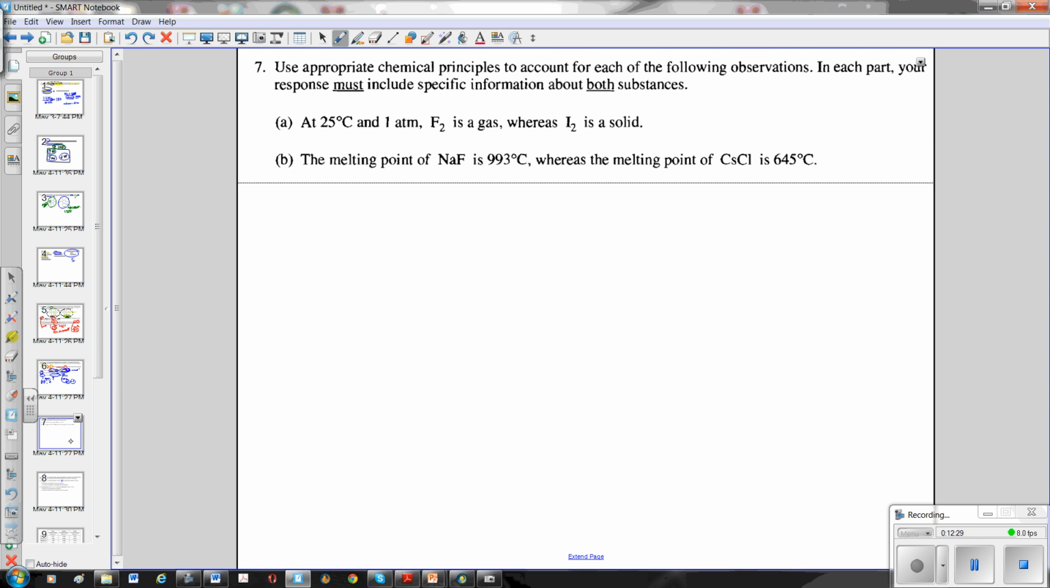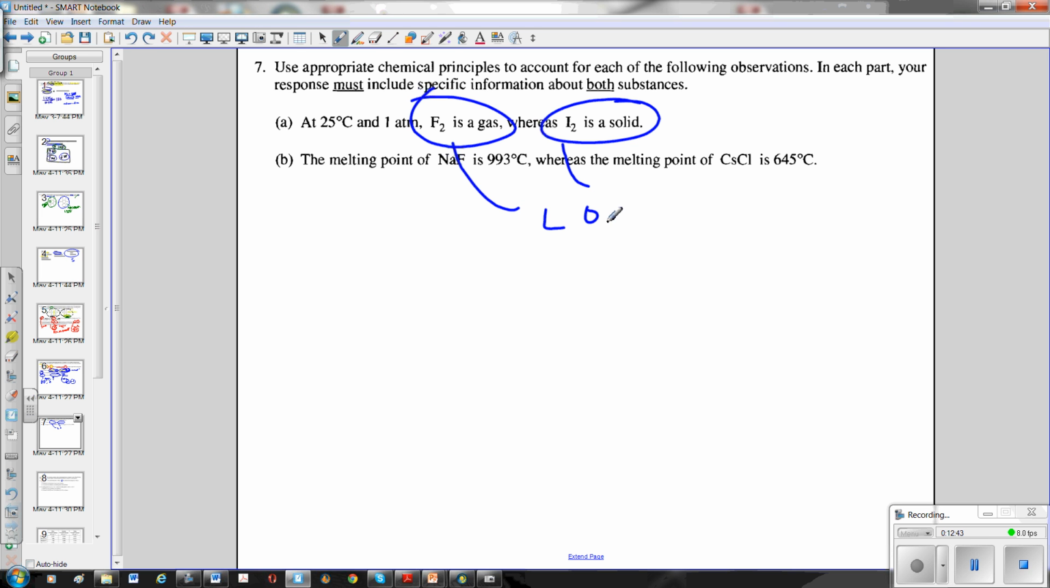Let's take a look at another intermolecular force problem. This one. First, describe the forces in each. F2 is a gas. We know that has less IMF. I2 is a solid. Explain. Well, both of these are held together with just London forces. Neither one is polar. If they're diatomic molecules, they couldn't be polar. It's the same atom bonded to each other, so they both have London forces.